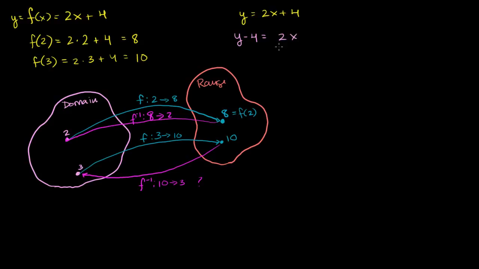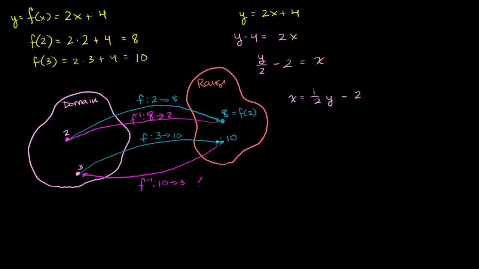And then if we divide both sides of this equation by 2, we get y over 2 minus 2, right? 4 divided by 2 is 2, is equal to x. Or if we just want to write it that way, we can swap the sides. We get x is equal to 1/2 y, same thing as y over 2, minus 2. So what we have here is a function of y that gives us an x, which is exactly what we wanted.